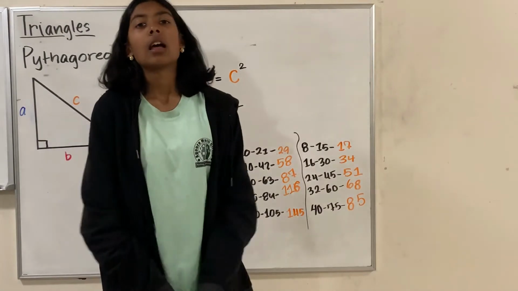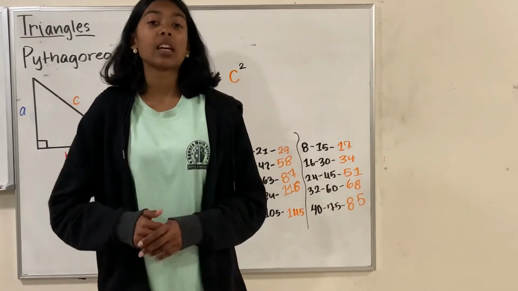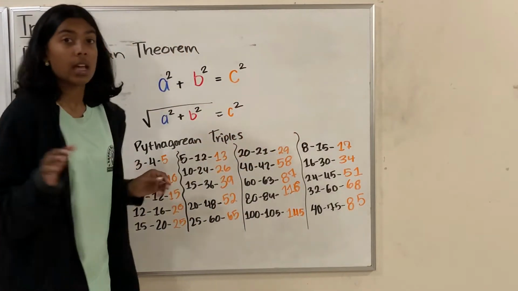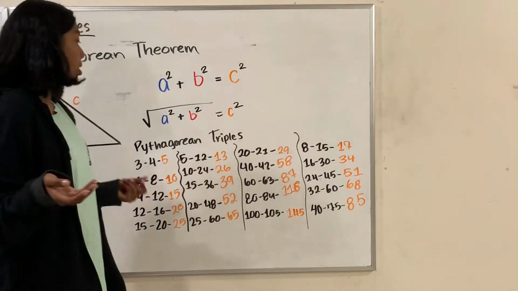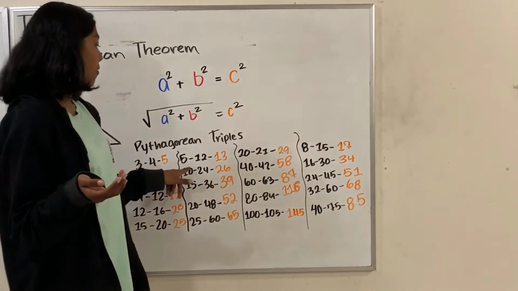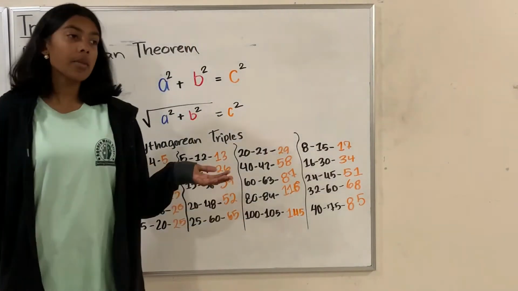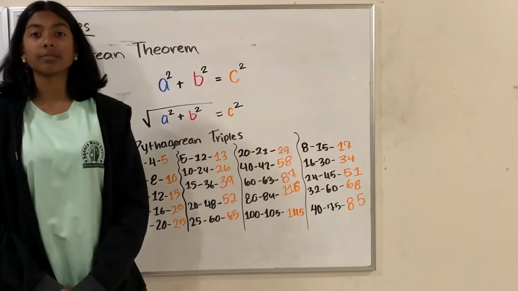Now, that's a lot of numbers. I'm not going to memorize that. You don't have to. Just memorize these 4 main base ones, and these are the ones that appear in most problems. So you just need to remember 3, 4, 5; 5, 12, 13; 20, 21, 29; 8, 15, 17. Because from there, you can get any of the others.